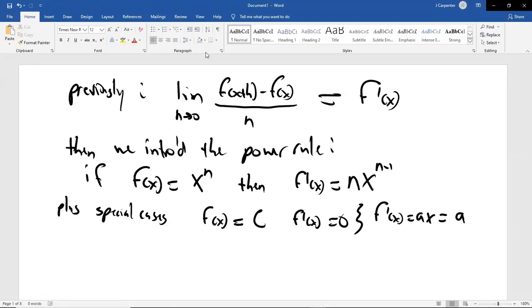Now, we also said that if you had sums and differences, that you could just take the derivatives of sums and differences on their own. I'm going to start typing now because this is where we're getting into the new stuff. So the derivative of a sum or difference is just the sum or difference of the derivative of each term.